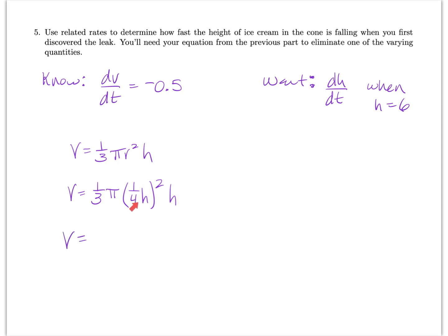And when I simplify this, I'm going to square my quarter and I get a 16th. A 16th times a third is 1/48. Okay, so I'm going to have 1/48 pi h cubed. Okay, so now I have a nice relationship relating what I know something about and what I want to know something about. But the things I know and want to know are actually rates. I need to introduce some rates into this equation by taking d/dt of both sides.